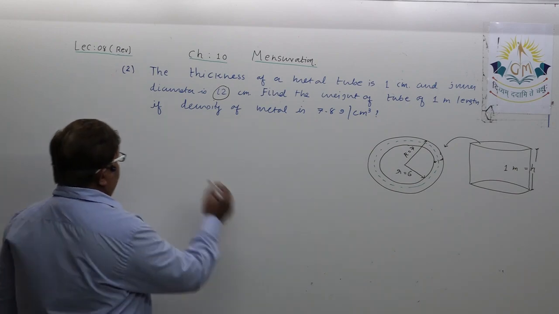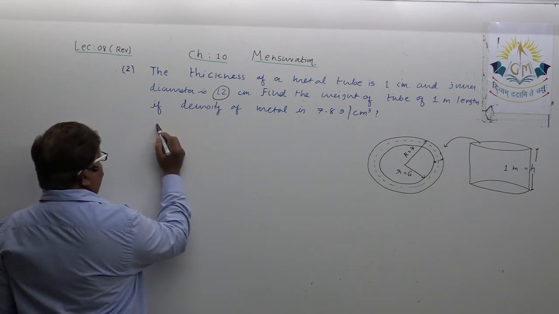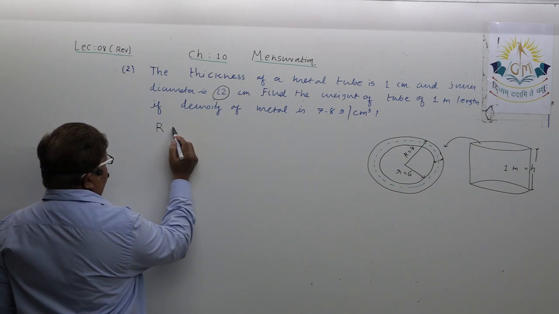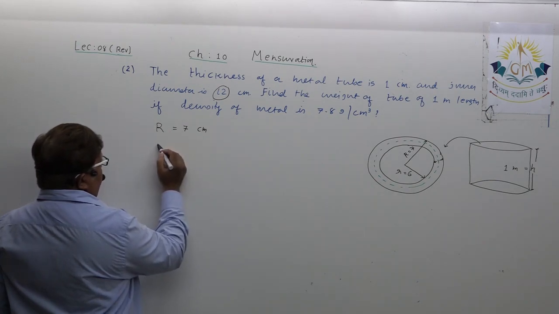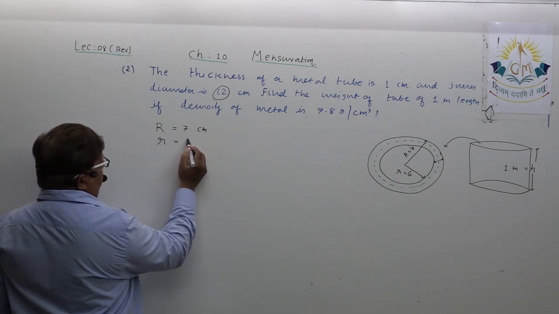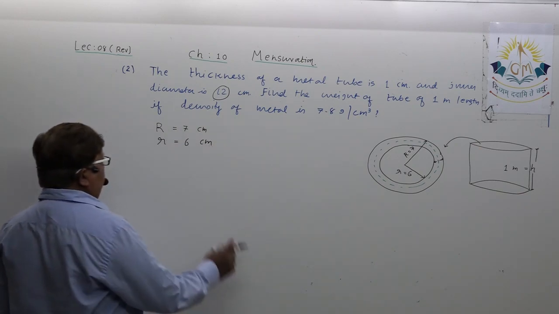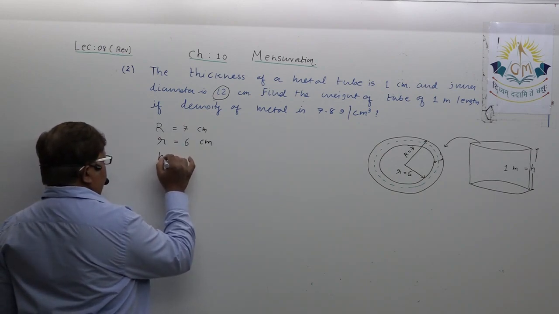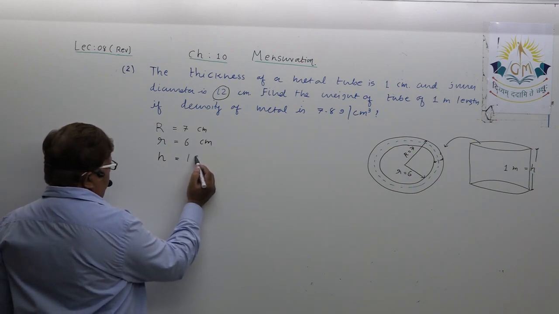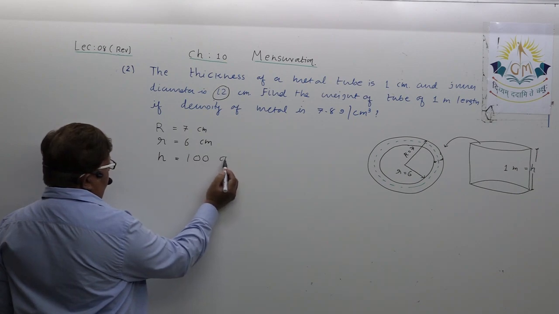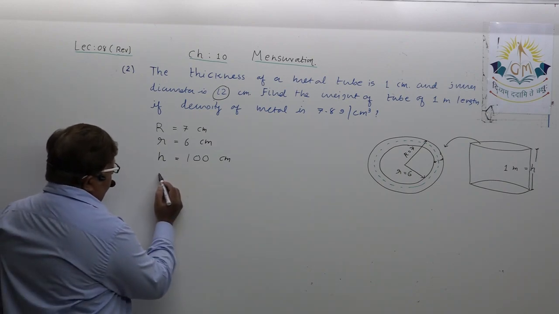Now it's simple, dear student. You will represent the given data. What is the external radius? 7 centimeter. What is the internal radius? 6 centimeter. What is the height of the metal tube, its length? It is given 1 meter, but we will write here 100 centimeter, as you know. And next statement, dear student, formula.